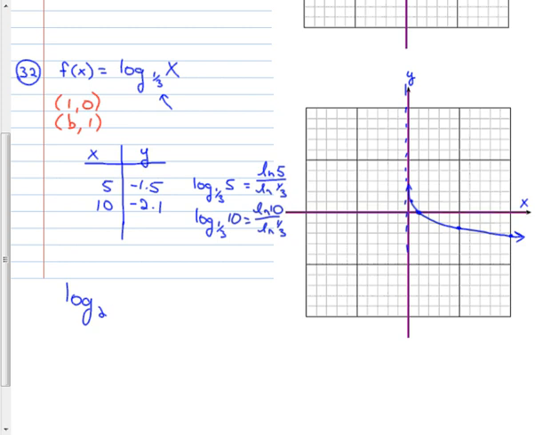If I had log base 2 of x, then my graph roughly, it would still go through the point 1 comma 0, but it would be coming up something like this. That would be an increasing logarithm because the base is bigger than 1.